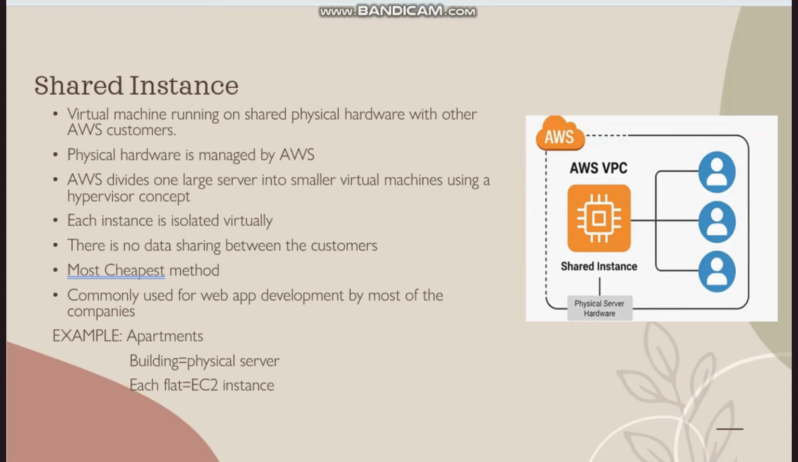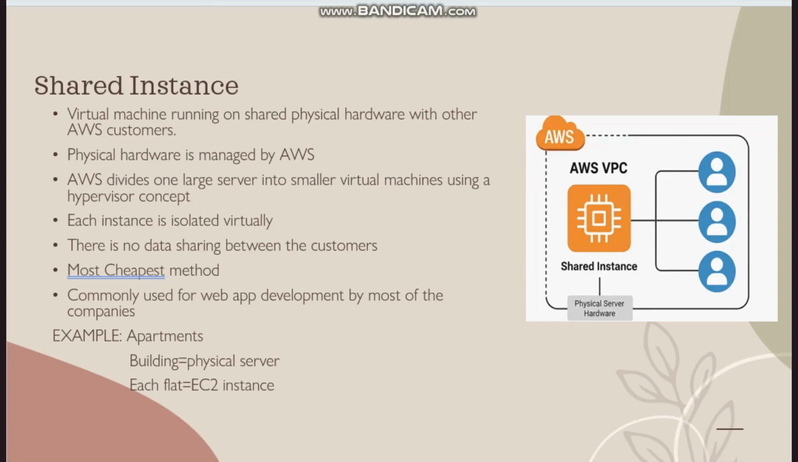How can AWS do it? AWS will divide one large server into smaller virtual machines by using the virtualization concept. Here, each instance is isolated virtually from the other instances. So there is no chance of sharing data between customers. And it is the cheapest method for developing any web application. So most companies prefer shared instance to optimize the cost.